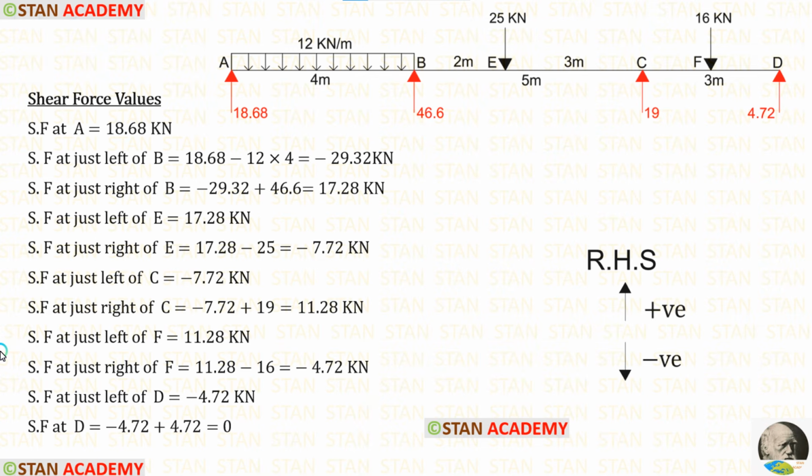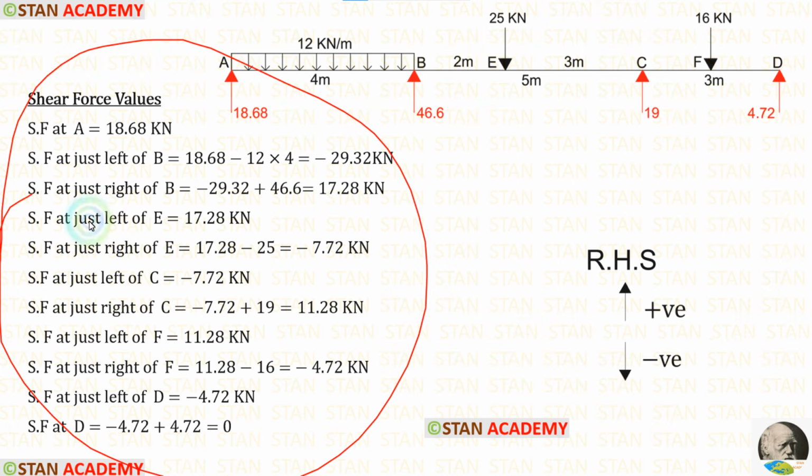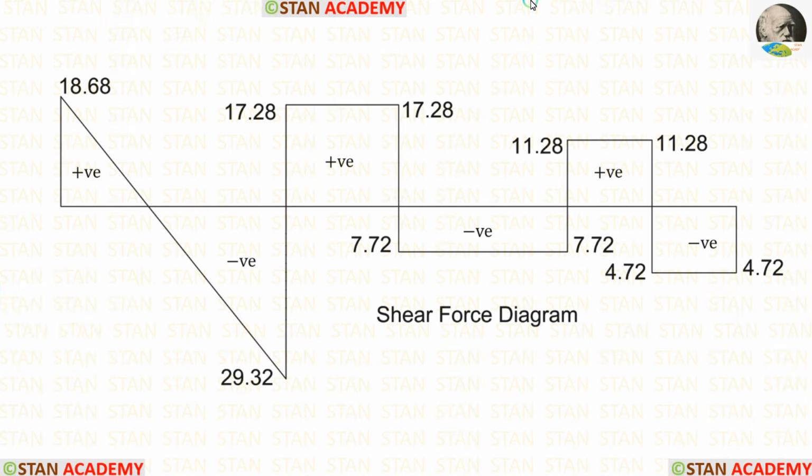Now we are going to draw the shear force diagram. I am going to calculate the shear force values from the point A and towards the point D. In this case, I am moving towards right hand side. Upwards will be positive and downwards will be negative. Here you can see the shear force values calculations. Using the values, we can draw the shear force diagram.